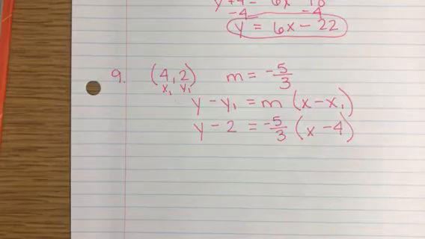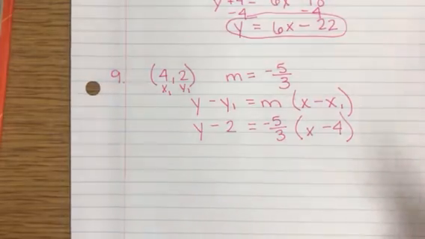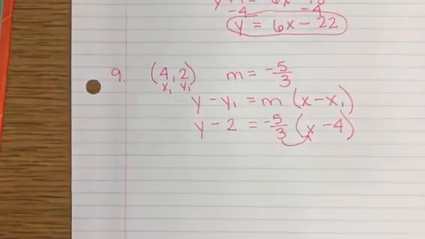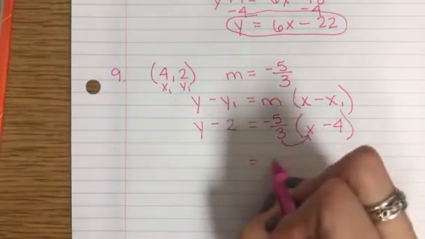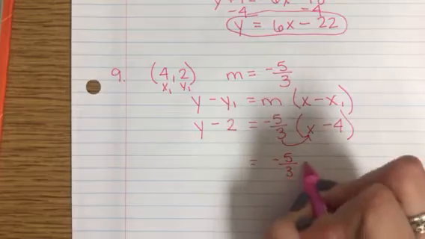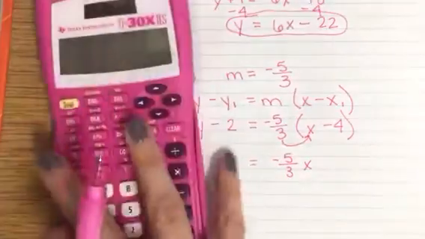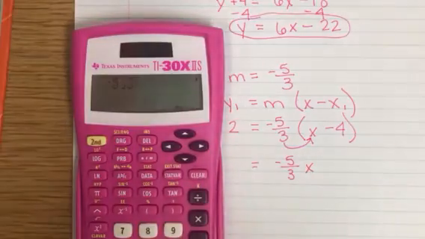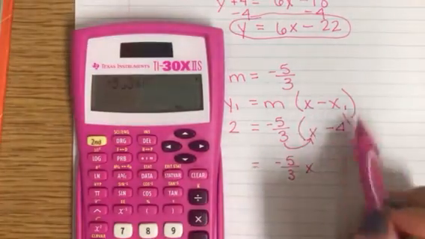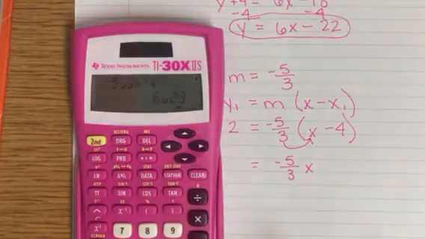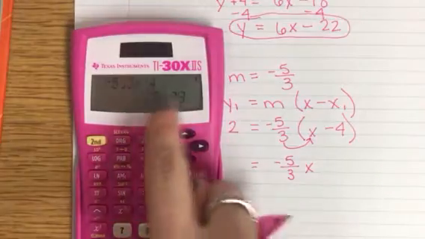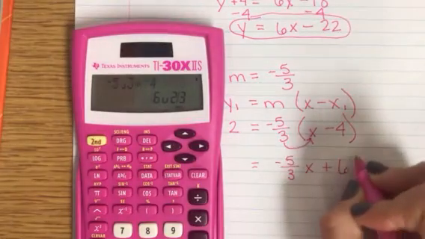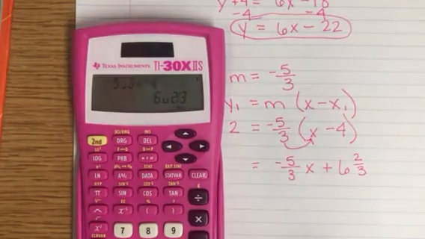We want this to be solved for y. We want it to say y equals. So we're going to distribute. We're going to take negative 5/3 times x, which again, we're just putting those next to each other. So negative 5/3 x. And then in my calculator, I can take negative 5 ABC 3, there's my negative 5/3, times negative 4. And that's going to give me a positive, right? We don't see a sign, so that's a positive. So I'm going to put positive 6 2/3.